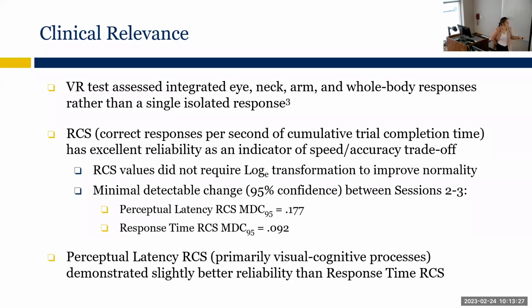So to sum it all up, basically the VR test integrated the whole eye, neck, and arm movements rather than just a single isolated tap on the screen like you would do on ImPACT. We also did the correct response time and scores, which was the correct score divided by the time it took for them to get the correct answers. And we looked at that as a speed accuracy trade-off. And then we also did the perceptual latency, which is more of a cognitive look at it because it's the first little bit and not just the whole body movement of the arm and stuff. It's more of a cognitive number.